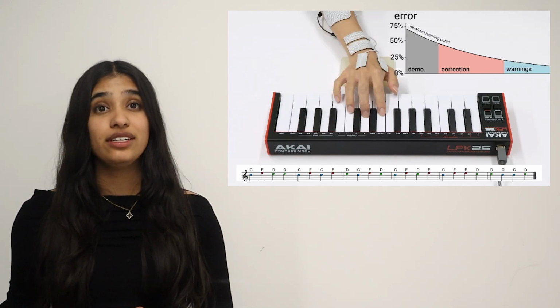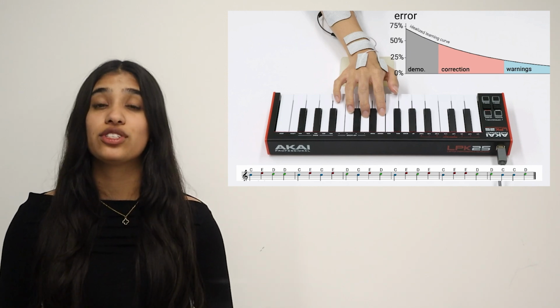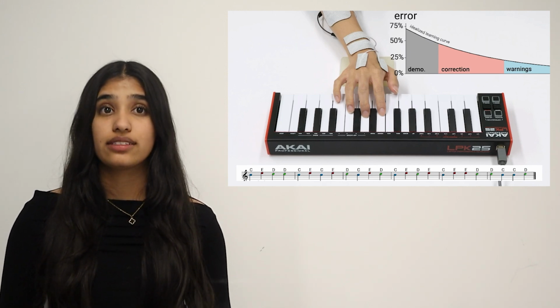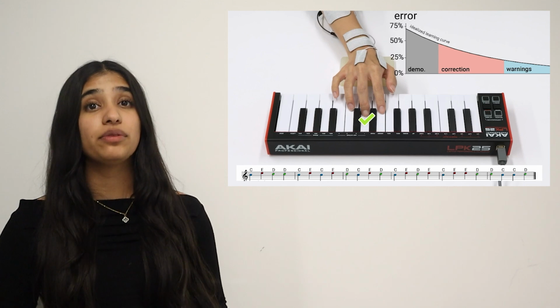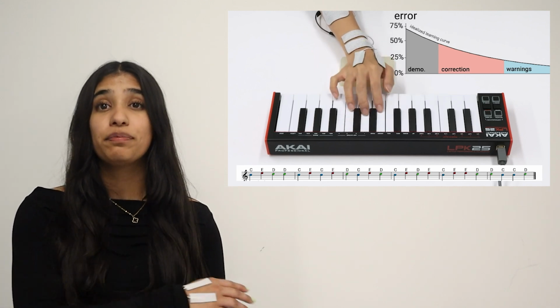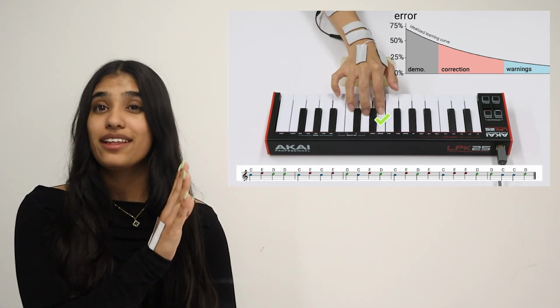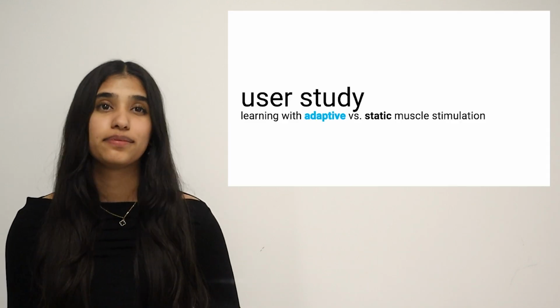As the user gets better, with errors going down, the system switches to yet another phase, the warning phase. Here, the muscle stimulation only warns the user by repelling their hand when the wrong note is played. The rest is still up to them.